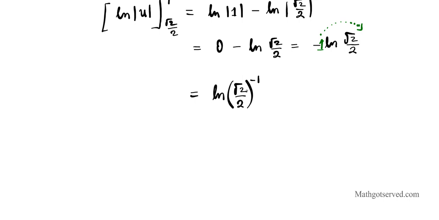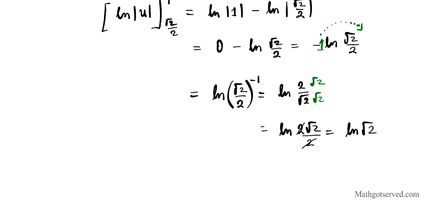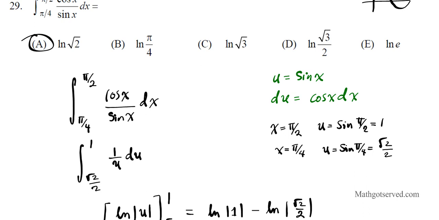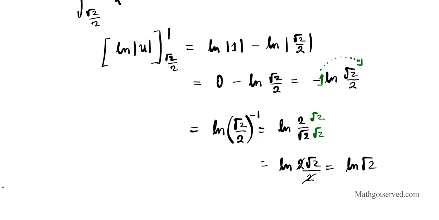So this negative 1 means you just reciprocate the argument in this parenthesis, so you have the natural logarithm of 2 over root 2, alright? And then you rationalize the denominator, root 2, since you can't have a square root in the denominator, so you're going to have the natural logarithm of 2 root 2 over 2, and then the 2's divide out, and your final answer is the natural logarithm of root 2. So your answer is, what is it? It's option A. Alright, so there you have it.